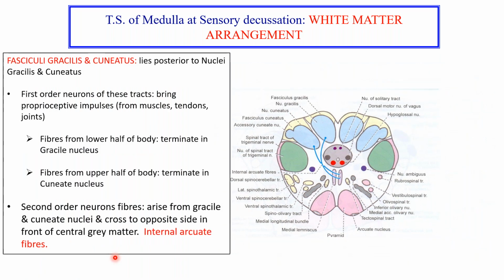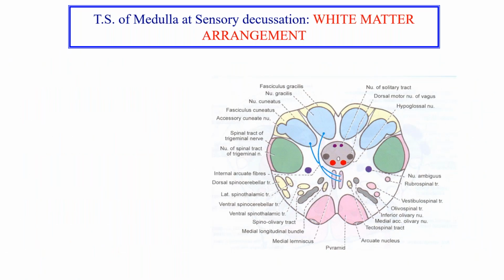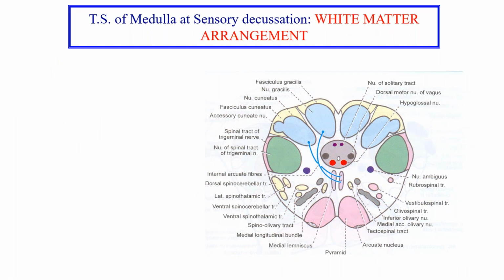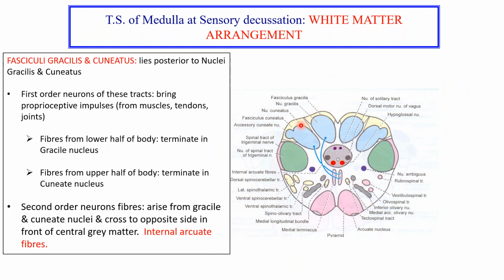Beginning with the fasciculus gracilis and cuneatus, which is lying just posterior to the nuclei of this. So what are they containing? By our previous knowledge, we know that they are the fibers of the first order neurons, remember, of the tracts which were carrying the proprioception and touch, localization, discrimination.